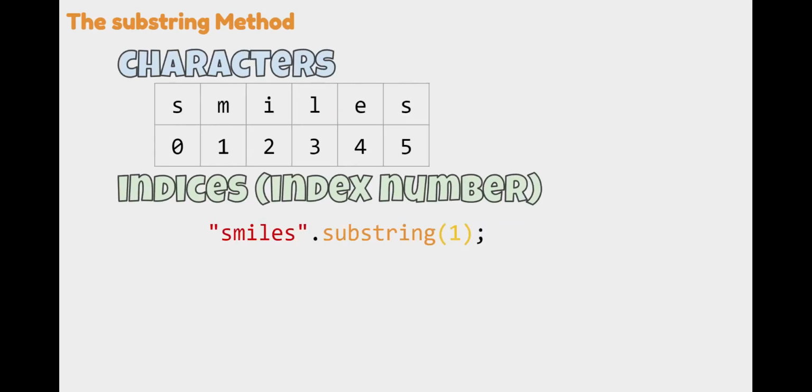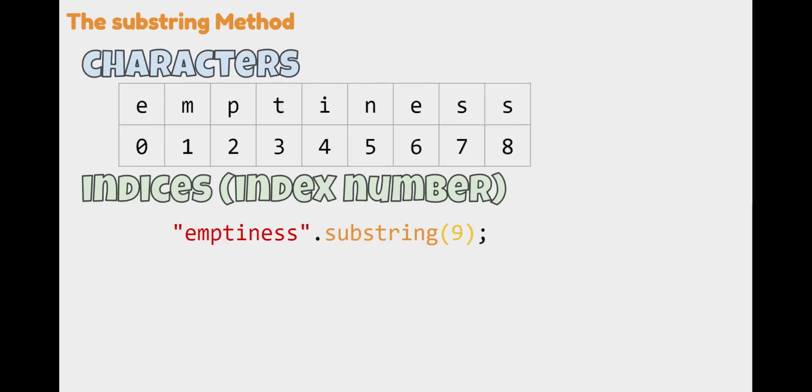Looking at our other example of smiles, if we call substring on smiles and pass in the actual parameter of 1, that says we're going to start taking characters at 1. We're going to go all the way to the end, which will then evaluate to the string miles. If we change that slightly and passed in the actual parameter of 2, we would start at 2, we'd still go to the end, and we would get aisles.